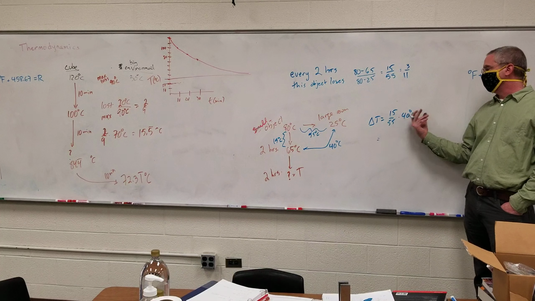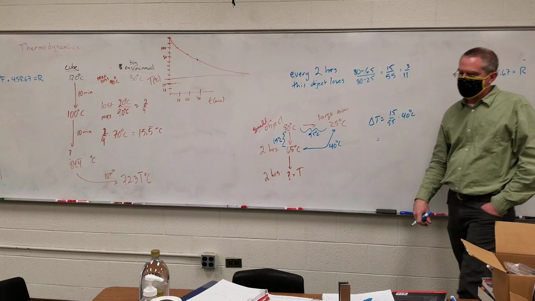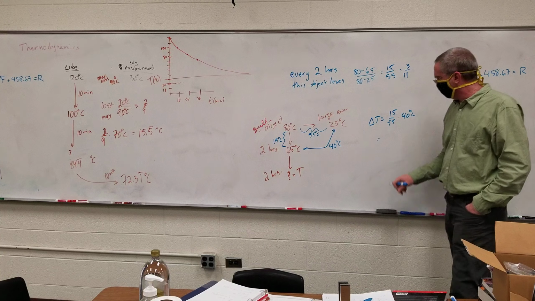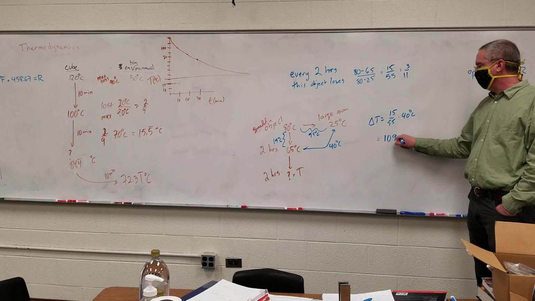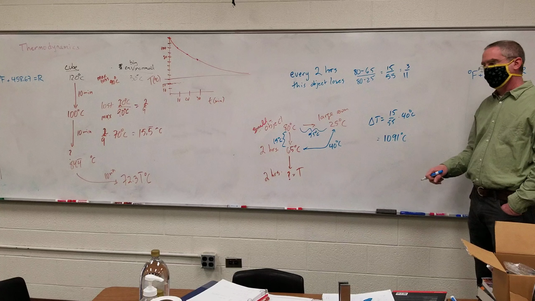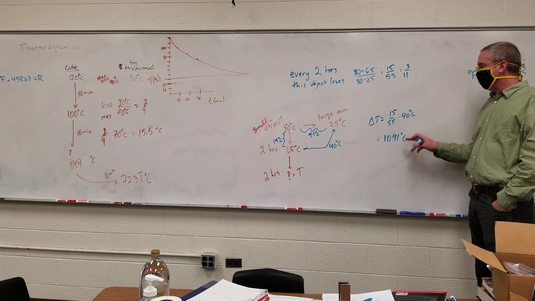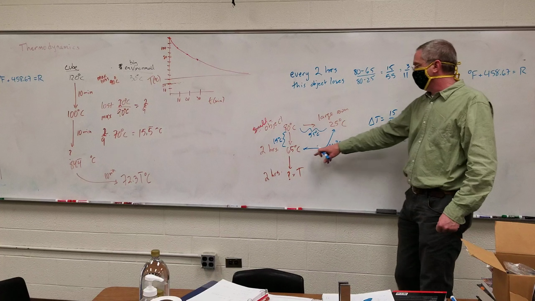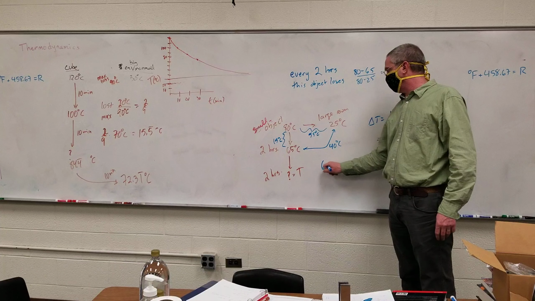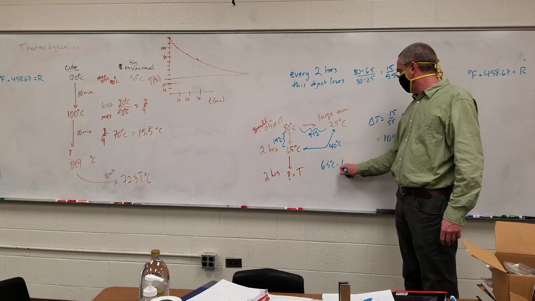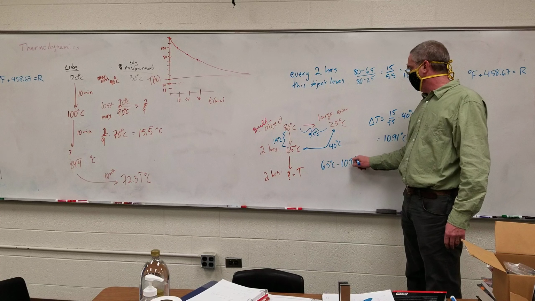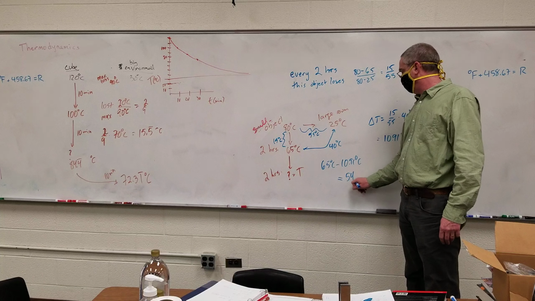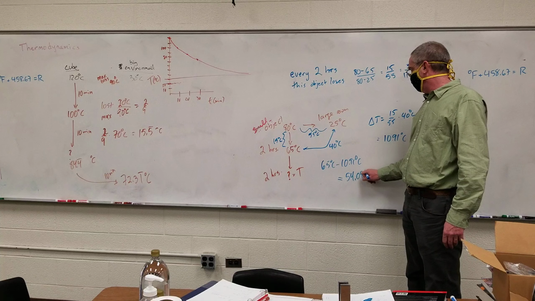And so multiply that out and 10.91. Unless I wrote it down wrong. That is the amount that is actually gonna lose. And so the final temperature at this point would be 65 degrees Celsius minus 10.91 degrees Celsius. And we get 54.09 degrees Celsius.